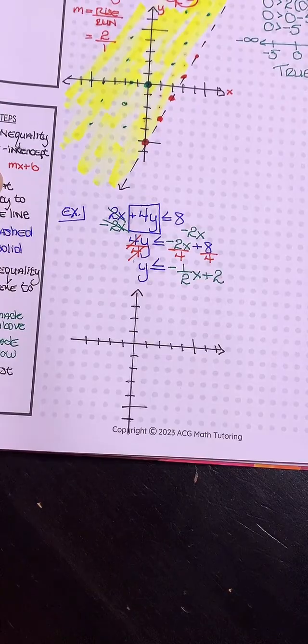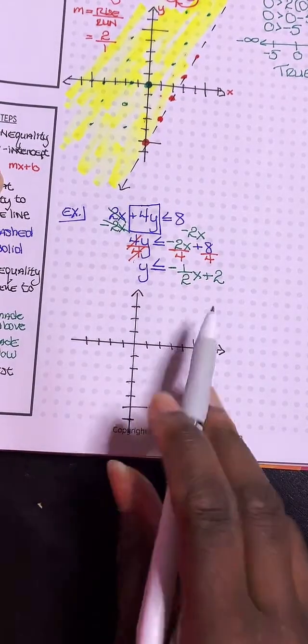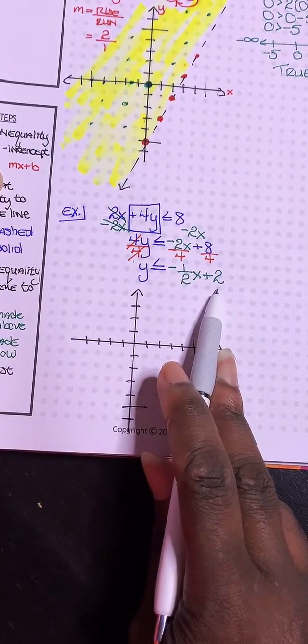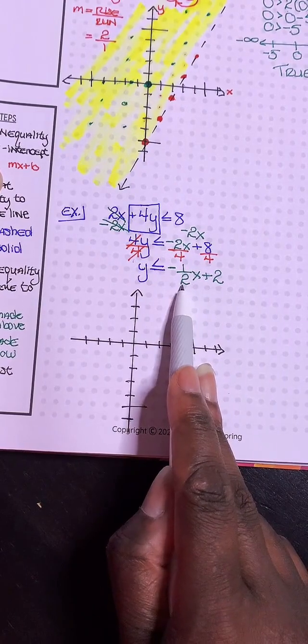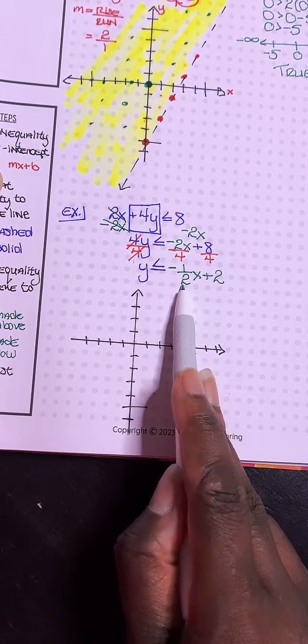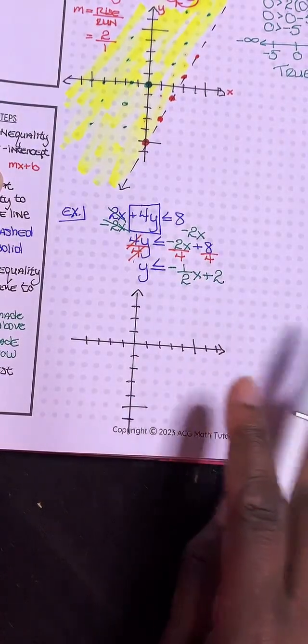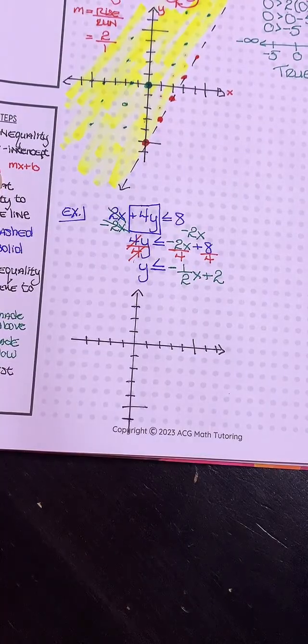This is going to be to our advantage. Fractions are our friend when it comes to the slope-intercept form. Because this fraction is next to the x, that's our slope. And slope is always rise over run. And we need it to be a fraction. It'll be so much easier. Do not make this 0.5 because it's going to be hard for you to graph.